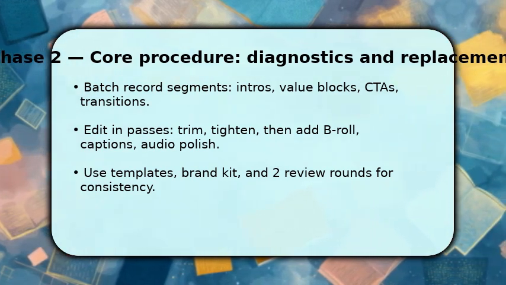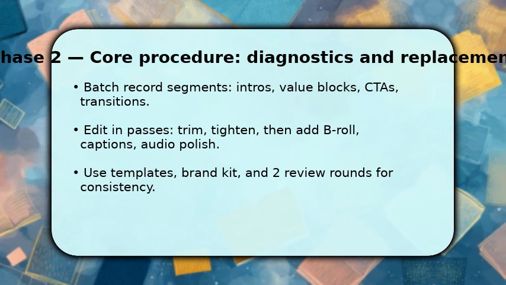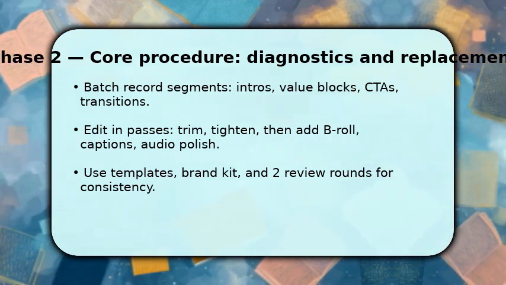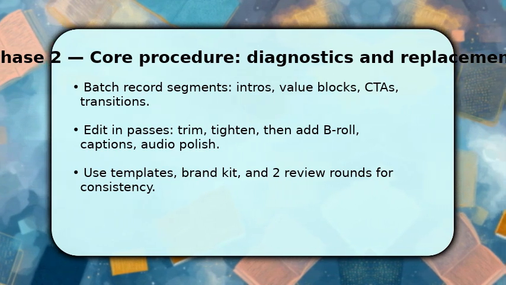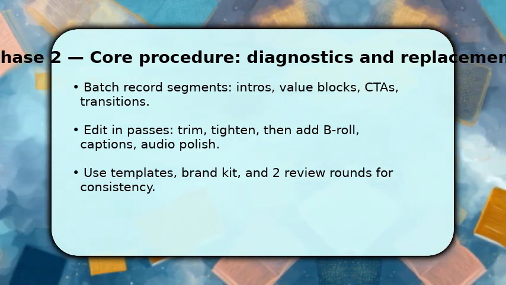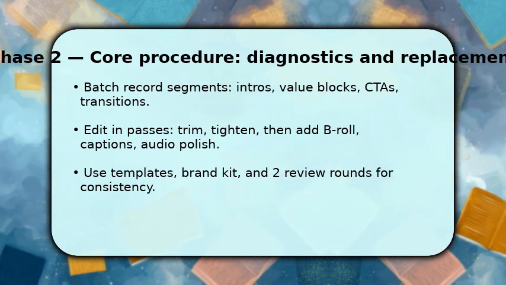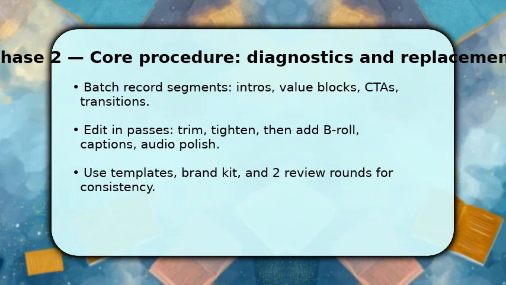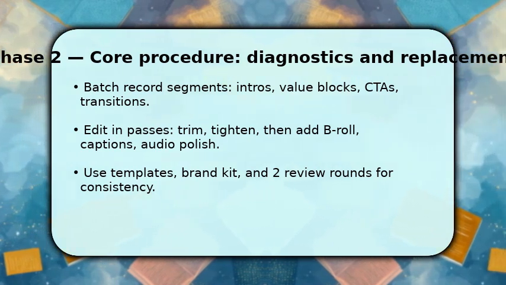As you edit, work in passes. First trim for clarity, then tighten pacing, finally layer B-roll, captions, and audio polish. This order saves time. Make sure to apply templates and your brand kit for consistency, and schedule 2 review rounds with checklist items for accuracy and engagement metrics, so you catch issues before publishing.